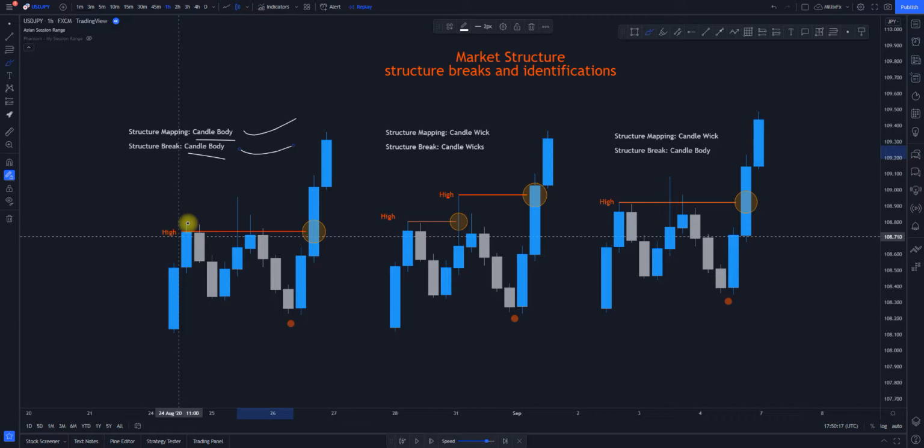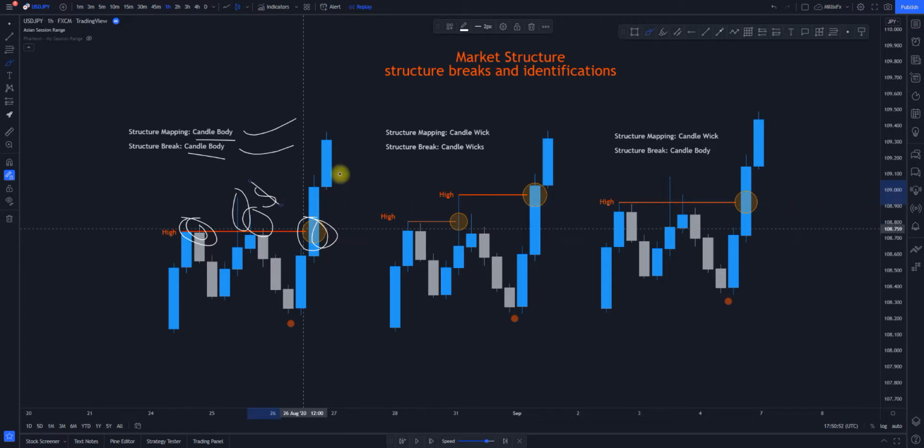Which means you want to map your structure on a candle body and you want to see your structure break with a whole candle body. With this type of structure break, anytime you see a wick breaking the structure, you are not taking it as a structure break, because you are considering it as something else and you will not want to go along with it.